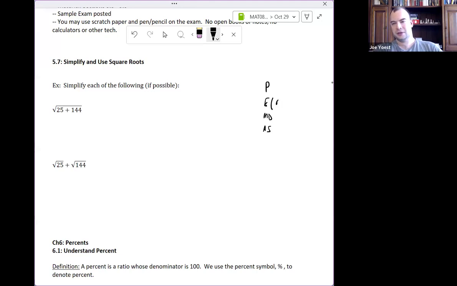And exponents kind of include roots. So I sometimes call it PERMDAS or something, I don't know. So exponents, square roots kind of get lumped in with exponents. Really, a root is an exponent. That's something that we maybe come to appreciate a little bit more in Math 108. But basically, a square root acts kind of like an exponent.